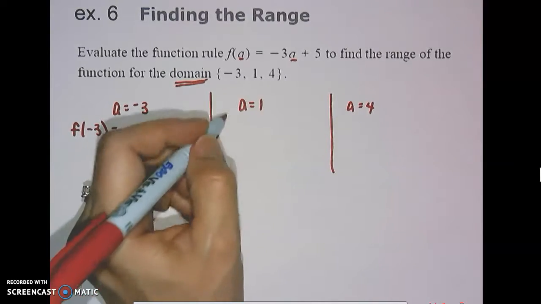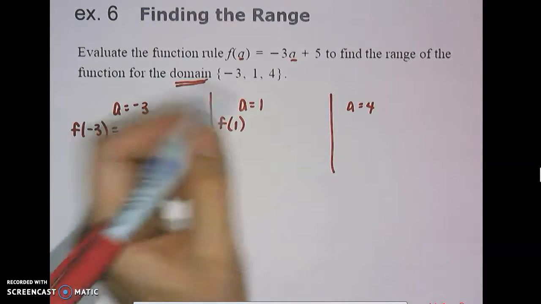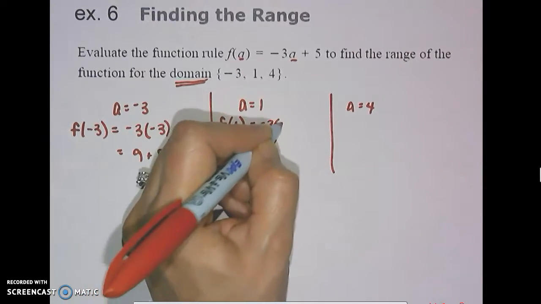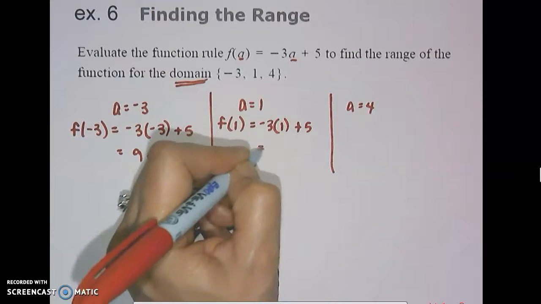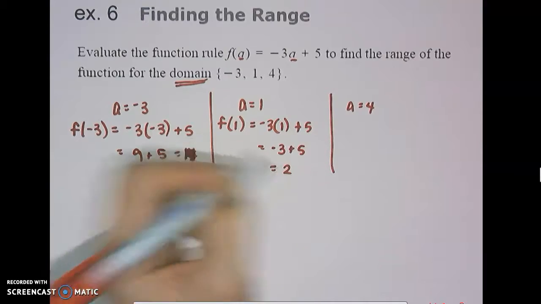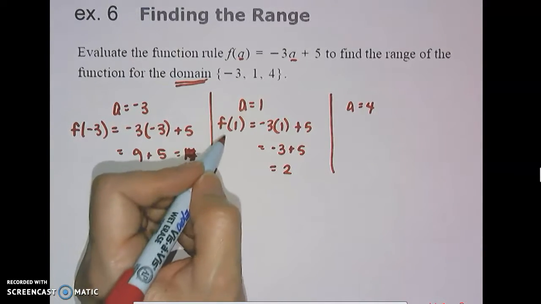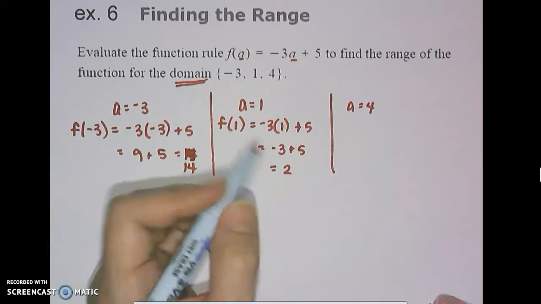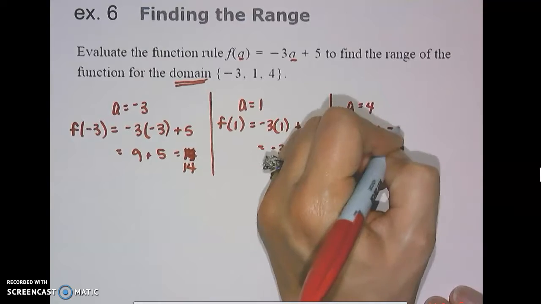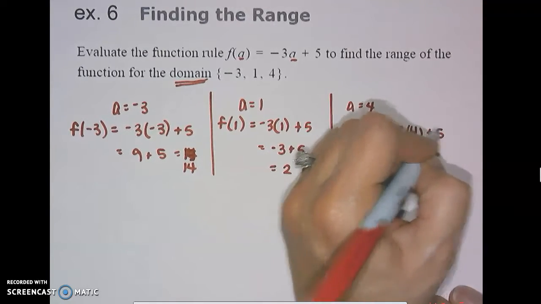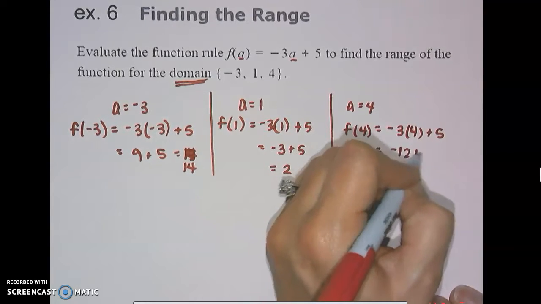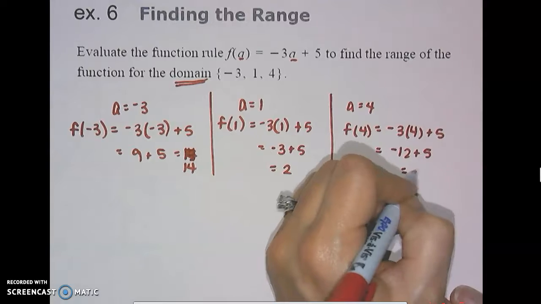Let's try this with a equals 1. So we're going to have f of 1 now. What does that mean? That value in the parentheses is what gets plugged in for a. So negative 3 times 1 is negative 3, plus 5 is a positive 2. So f of 1 equals 2. And last one, if we have a equals 4, we're going to find f of 4. So 4 is what we're plugging in for a. Negative 3 times 4 is negative 12, plus 5 would give us negative 7.